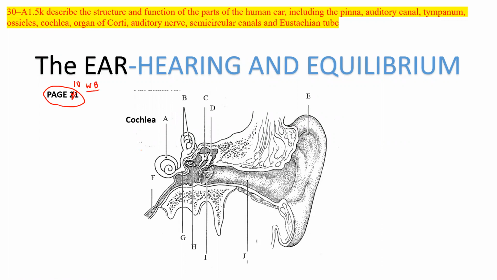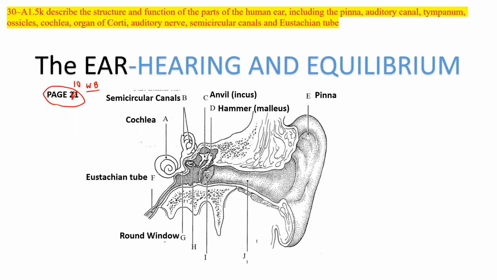Okay, so A is the cochlea, B are the semicircular canals, C is the anvil, or otherwise known as incus. D is the hammer, or mallet, malleus. E is the pinna, or earlobe. Eustachian tube is F. Round window, stirrup, tympanic membrane, auditory canal. Okay, so be able to label those. And the definitions of these are on page 11 of the workbook, where you've got to fill those in.